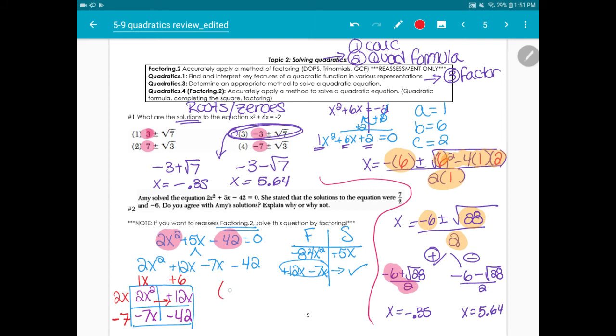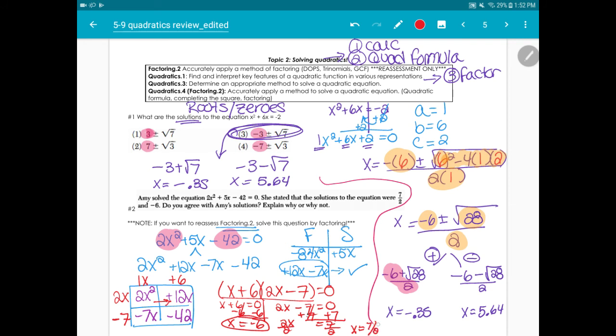We set those in parentheses equal to 0. And I'm going to solve using inverse operations: -6, x equals -6. This side, +7, sorry I'm running out of room. We get 2x equals 7, divide by 2. And we get x equals 3.5, or I can leave it as 7/2.